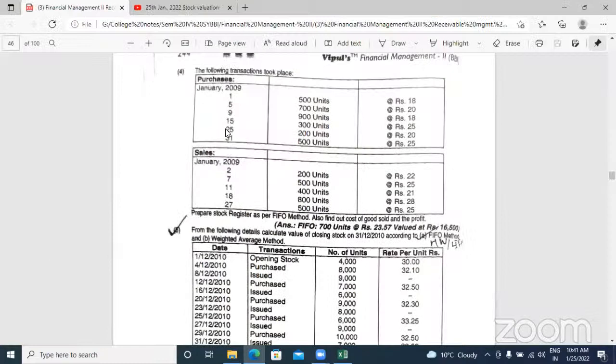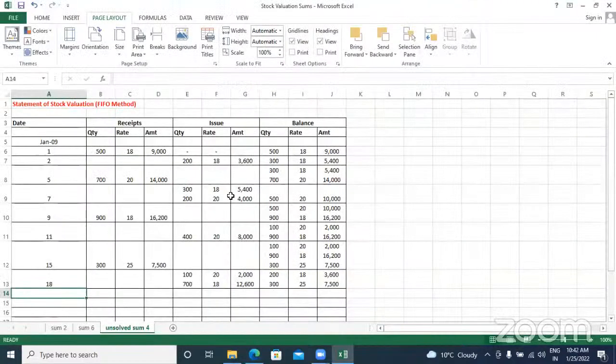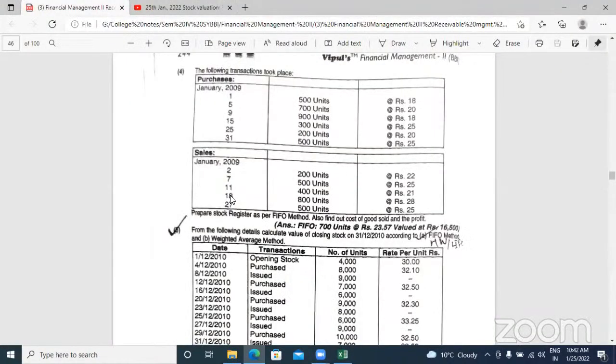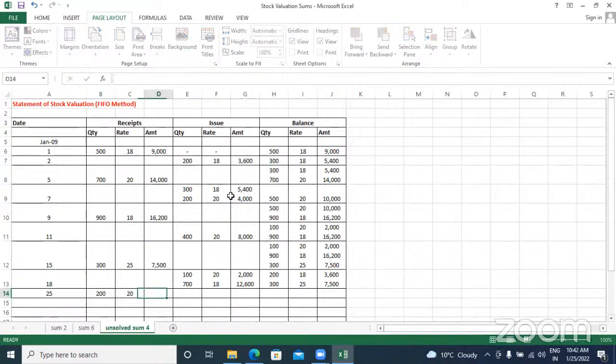Okay, next. After the 18th date, which date comes in your sequence? 25th. What do you do on the 25th? Purchase. How much? 200 units, ma'am. At the rate? 20. Very good. So here you will write 25th date, 200 units at the rate of 20 rupees. So how much is the amount for you?